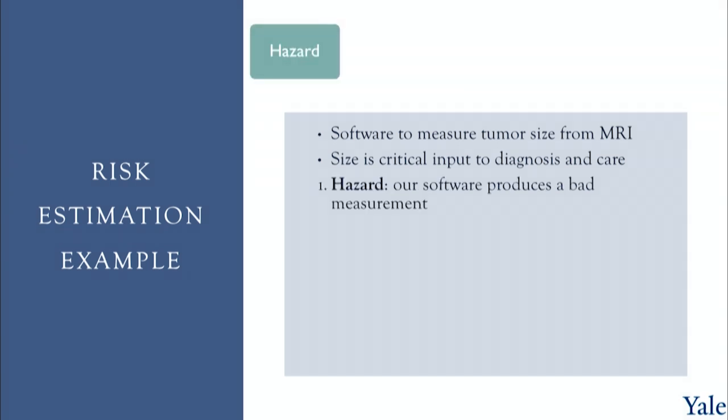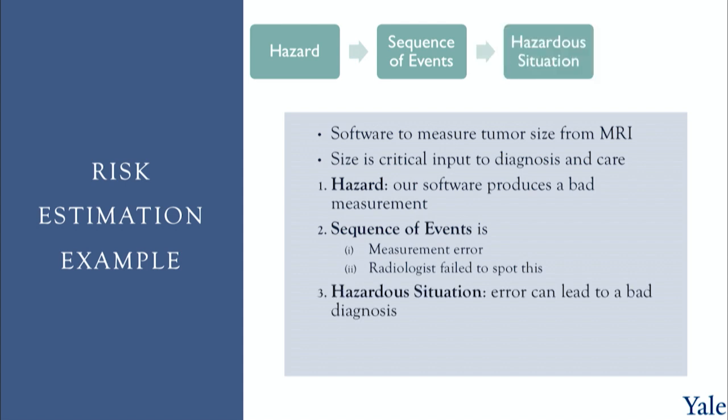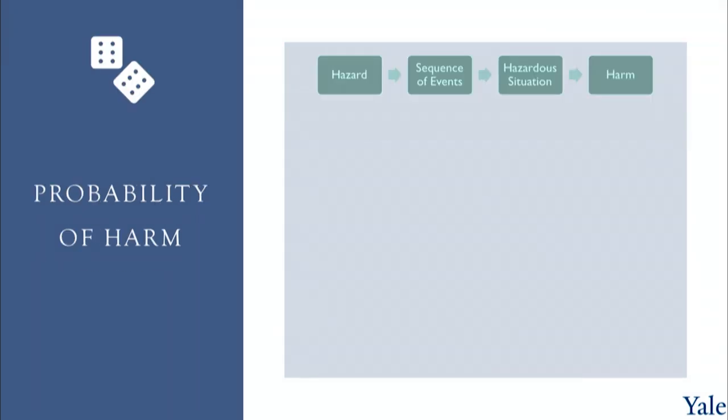So what's a hazard? A hazard here is that our software produces a bad measurement. Okay? We underestimate the size of the tumor. The sequence of events in which this could be problematic is that we have a measurement error and the radiologists fail to spot this. A hazardous situation now is if this error can lead to a bad diagnosis, and the harm to the patient could be that this failure of diagnosis can lead to a worse clinical outcome. So all of these things have probabilities associated with them, and the probability of this harm is a combination of all of those things. So let's walk through them in a little bit more detail.